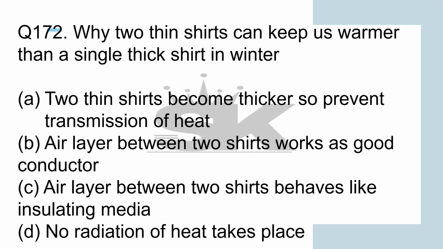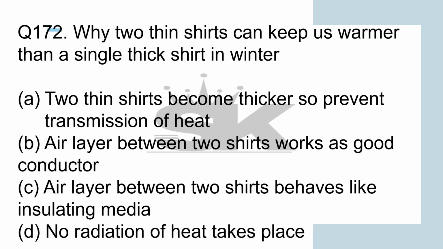Why can two thin shirts keep us warmer than a single thick shirt in winter? Any object which resists heat is called a bad conductor of heat. Examples: air, wood, glass, etc. All are said to be bad conductors of heat because they do not allow heat to pass through them. In a thicker blanket or shirt, heat can easily escape through it, not providing better warmth.